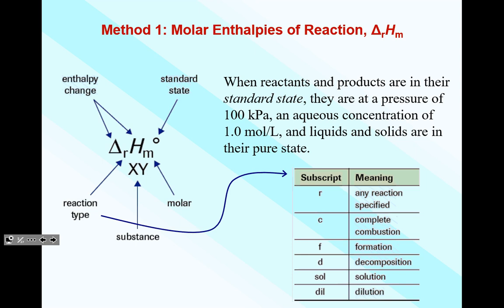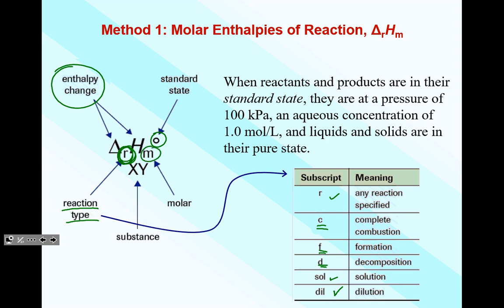Let's talk a little bit about what is included here. This little part here is your reaction type. Your reaction type could be any reaction if it's not specific. A little c means complete combustion. F is formation. A little d is decomposition. And then we have something as simple as a solution or a dilution. So first, make sure after your delta sign that you are specific about the reaction type, depending on what the question is asking for. Your delta H just means enthalpy change. This little symbol just means standard state. That's all it means, no big deal.